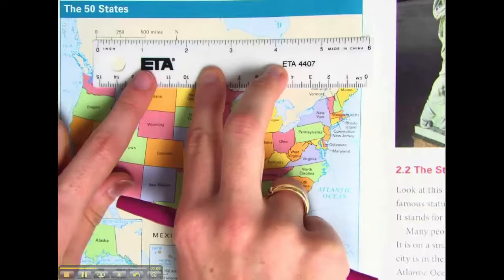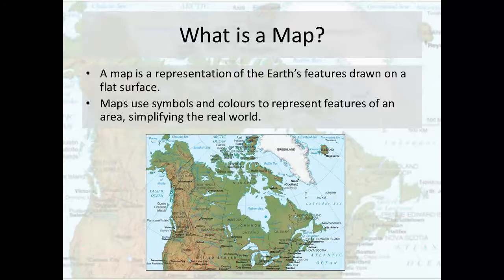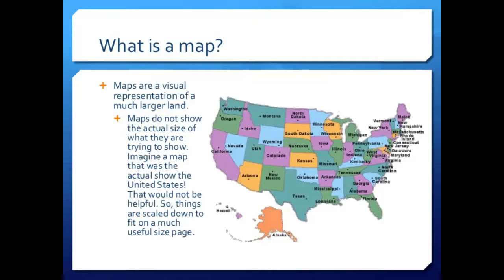So let's begin. A map is a representation of the Earth's features drawn on a flat surface. Maps use symbols and colors to represent features of an area, simplifying the real world. Maps are a visual representation of a much larger land.